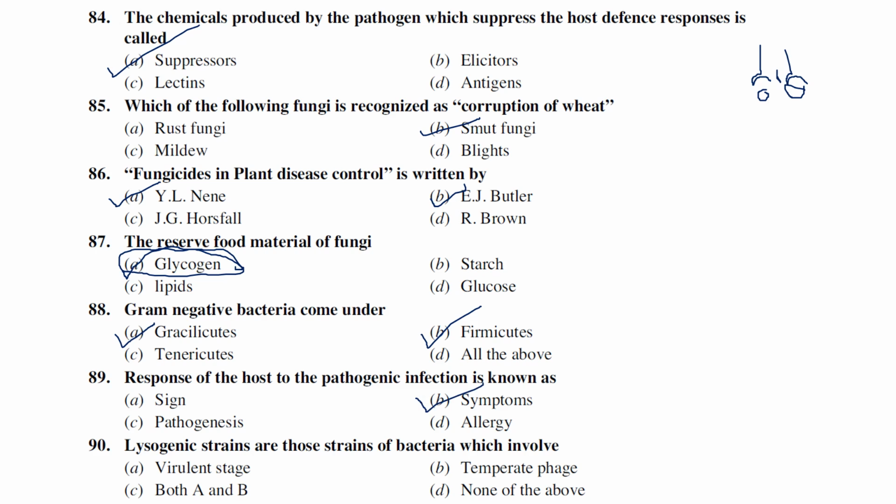Lysogenic strains are those strains of bacteria which are involved in virulent phase, temperate phase, both A and B, none of the above. They asked about the lysogenic phase, right? Virulent phase is known as the lytic phase. Temperate phase is also known as the lysogenic phase. So here the lysogenic strains are related to the temperate phase, because the temperate phase is also known as the lysogenic phase. Virulent phase is also known as the lytic phase.